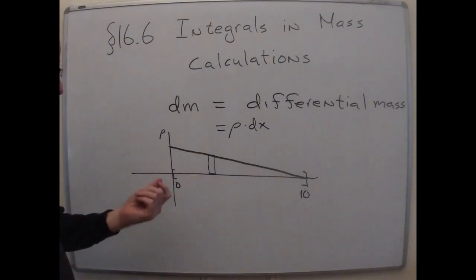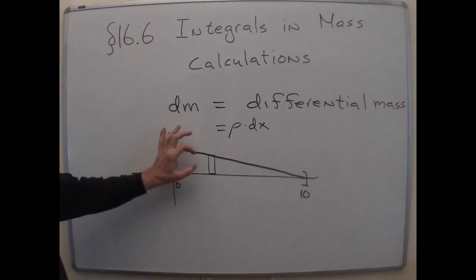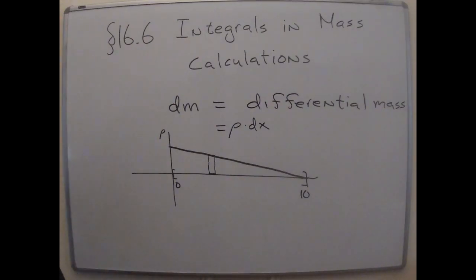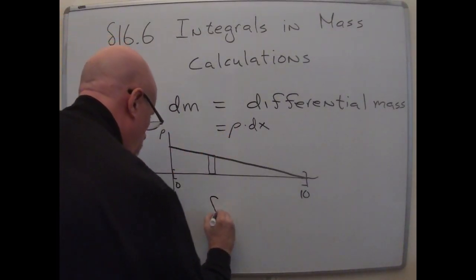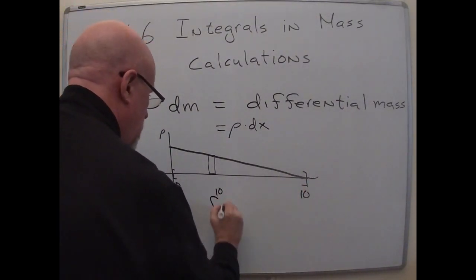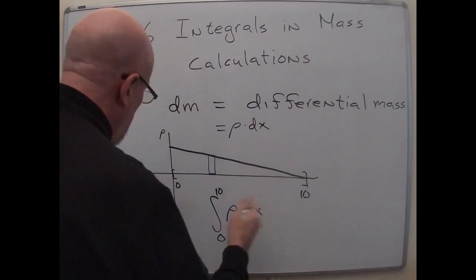That gives you the mass of that much. The mass of each little chunk is getting smaller as we go down, starting at something big and getting smaller. So differential mass is rho times dx. If I just integrate, in this case from 0 to 10, the function rho times dx, I'll get mass.